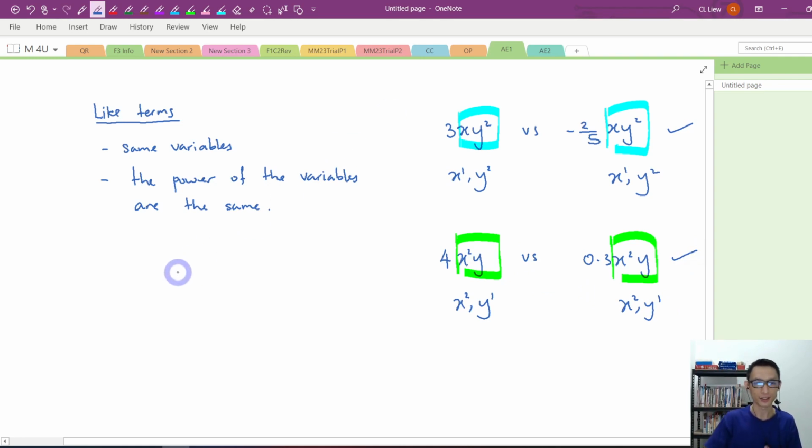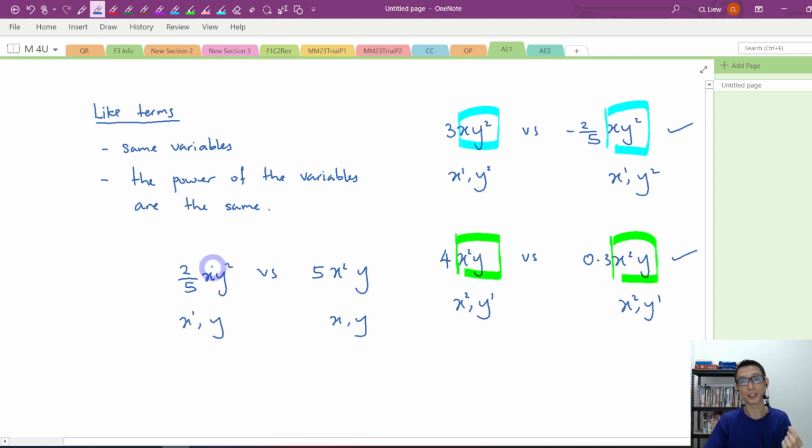Okay, so now let's look at this one. 2 over 5xy squared and 5x squared y. Are these two like terms? They have the same variable, which are x and y. Now the power of x here is equal to 1. If you don't see any power here, it means the power is 1. The power here is 2, a different power, right? The power of y here is 2, the power of y here is 1, a different power as well. So in this situation, we say that these two terms are unlike terms.